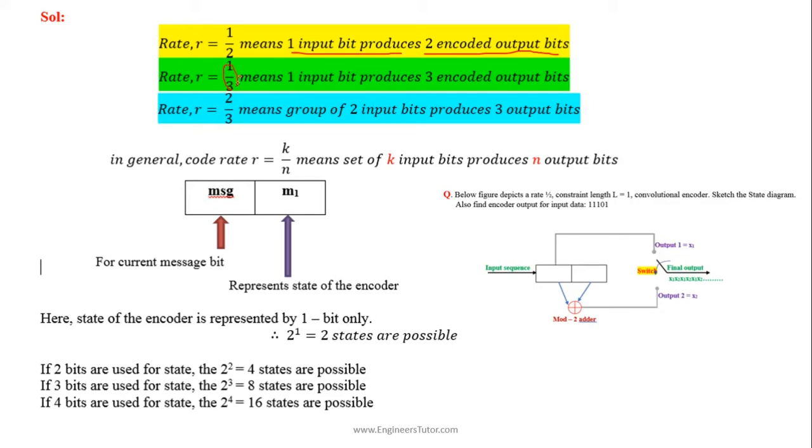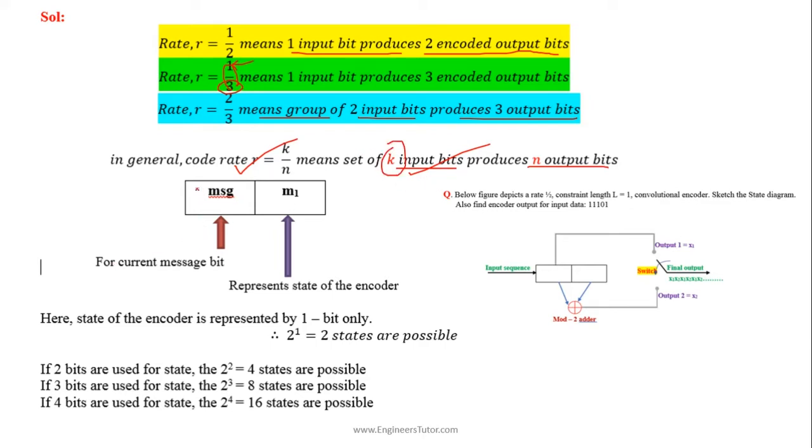Rate 1/3 means for each one input bit, 3 encoded output bits are produced. So 2/3 means a group of 2 input bits produces 3 output bits. In general, code rate is given as k/n, where k is the number of input bits we process at a time, and n is the number of output bits produced for each k bits.